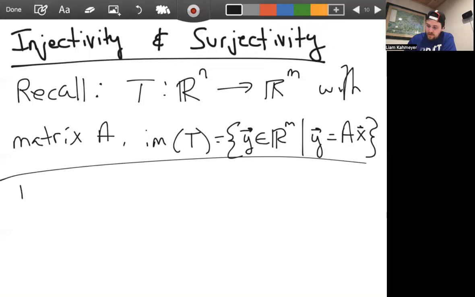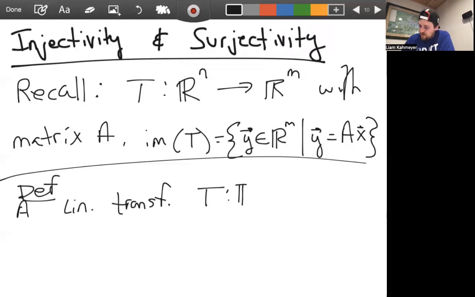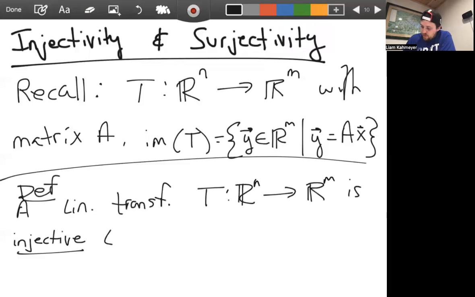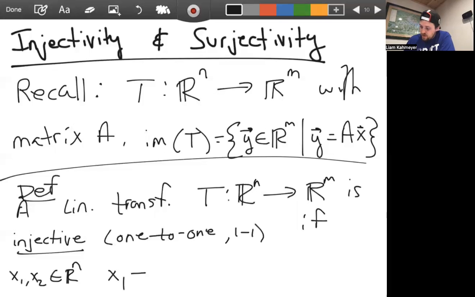So let's give a definition here. A linear transformation, say T from Rn to Rm, is injective or one-to-one, which we abbreviate as one-to-one like this, if we have the following criteria: for two points x1 and x2 in Rn, if x1 is different from x2, then this implies that their images are different.